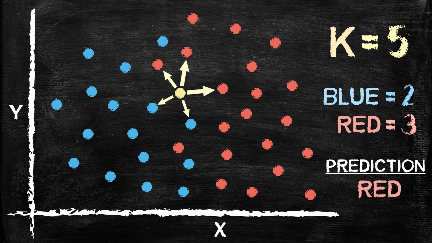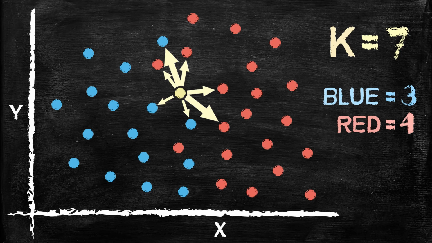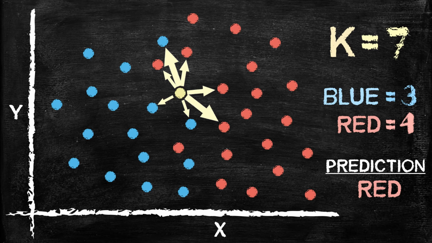Now we'll go through one more example, K equals 7, just to show you, again, just expanding that circle around the data point to come up with these 7 nearest neighbors now. And once again, there are going to be 4 neighbors of the red class, and there are only going to be 3 neighbors out of the blue class. So the prediction will once again be the red class.